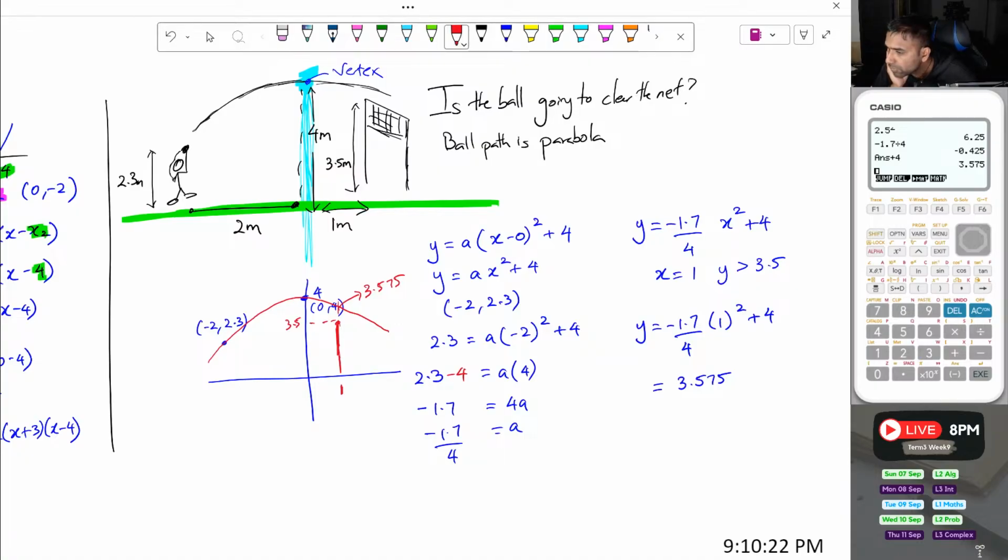What's the 0 for? Sorry, I'm just looking at the questions now. X minus 0. That's the vertex form, because remember, the vertex is at 0, 4. Sorry, I can't actually see your name, but yeah, thank you, Emma. Emma Hank got it. So it's the vertex form.